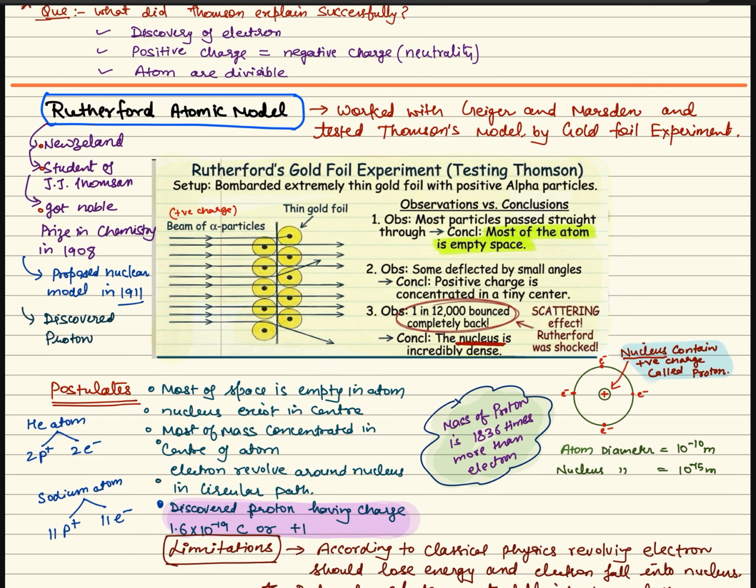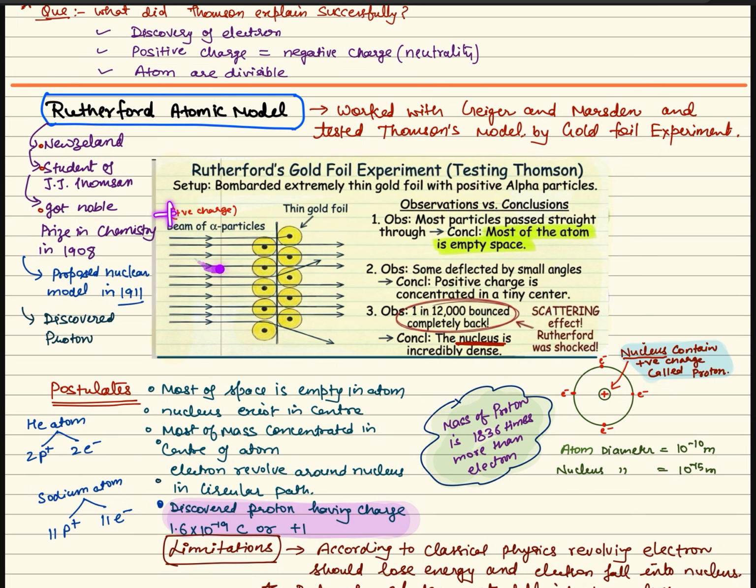Okay, and what was his experiment? He worked with Geiger and Marsden and tested the Thomson model by the gold foil experiment. He just set up his experiment. Can you see, this is an extremely thin gold foil. Gold foil means it has atoms. And he bombarded positive alpha rays right on these gold foil atoms.